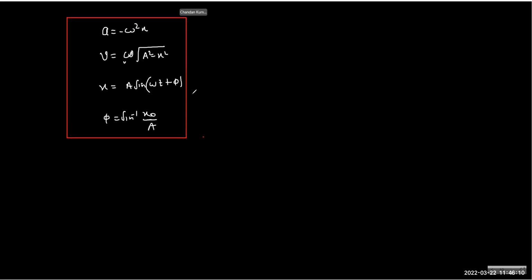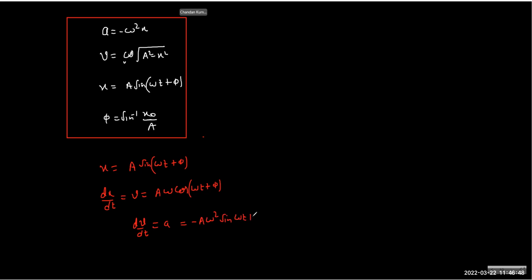Just look at these formulas. Now, once you get the x value, you can go back and derive formulas in reverse order. If I differentiate x, what will I get? I will get velocity. And if you do so, what will be the answer? A omega cos omega t plus phi. Once you know the velocity as a function of time, we can differentiate dv by dt. This is called acceleration. This is again a omega square sine omega t plus phi.